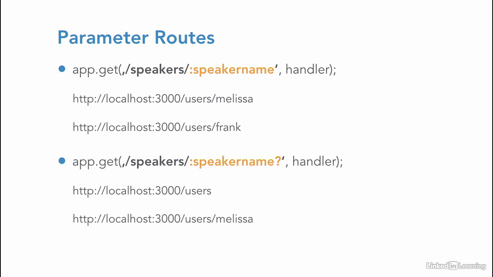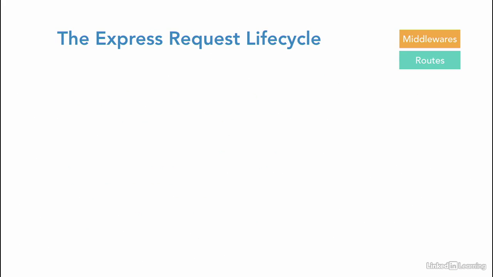We can also append a question mark. This will make the parameter optional. This means it will then match /speakers, but also /speakers/Melissa, and then again make speakerName available and set it to Melissa. To put this all together, let's look at the Express request lifecycle.